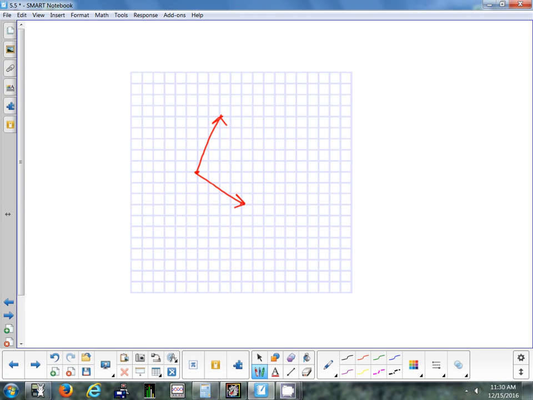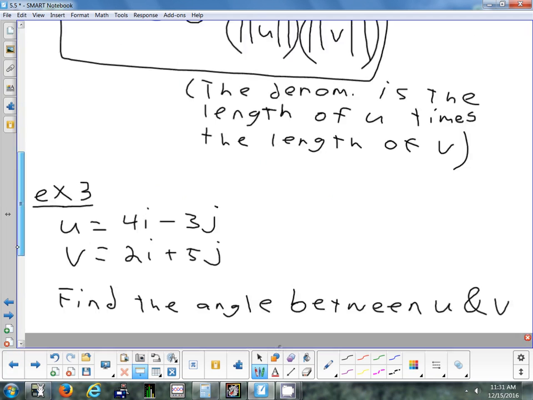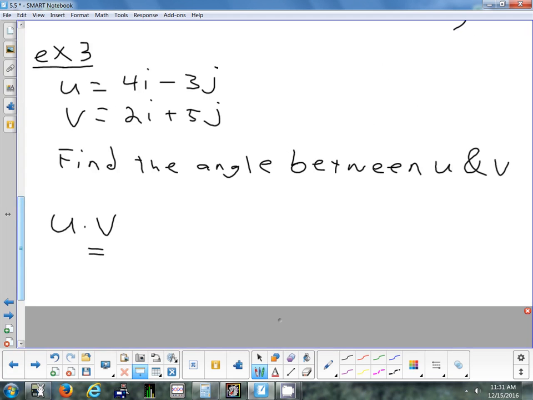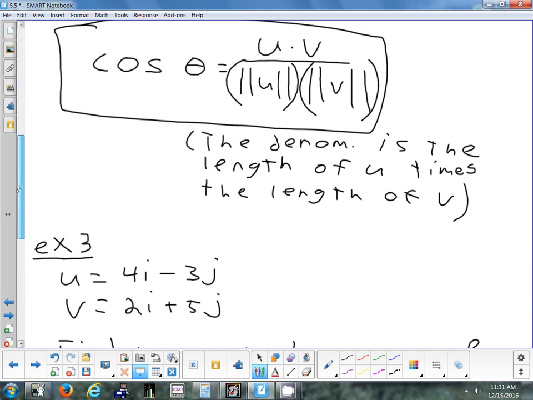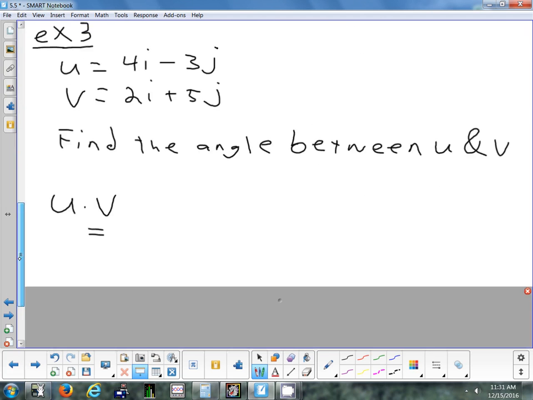All right, so if you had to estimate that angle, how many degrees do you think it is between those two vectors, roughly? I'd say it's a little more than 90, maybe 95, 100, somewhere right around there. So we'll go through, find the angle, and then see if that's what we get. So 3 things we need: the dot product, the length of u, and then the length of v. Let's start with our dot product.